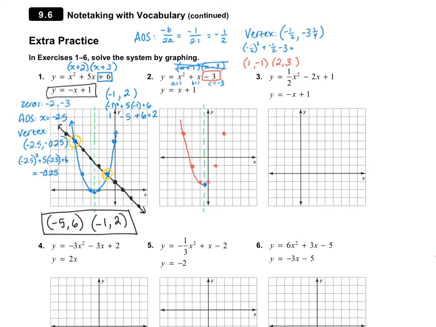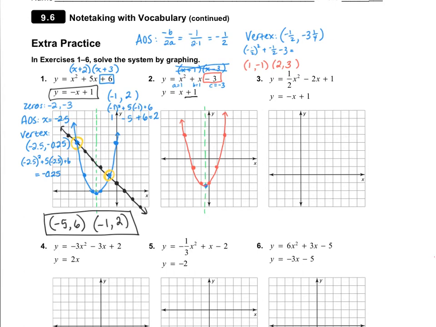I'll go ahead and connect my dots. And now let's move on to graphing the line. So my line has a y-intercept of 1, and it has a slope of up 1 over 1. So I'm going to go ahead and draw that here.